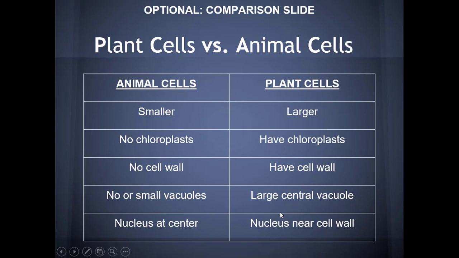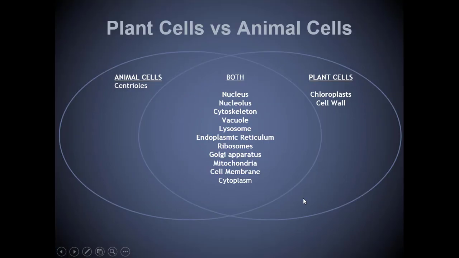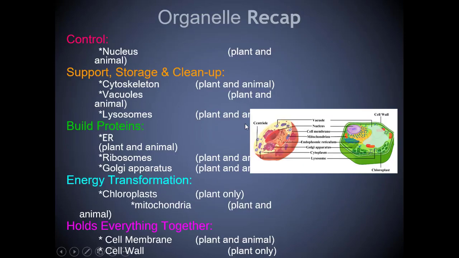Okay, so this is a diagram just used to differentiate and then obtain the similarities between animal cells and plant cells. So you can see that they have a lot in common, just a few organelles differentiate them, or parts of the cell that differentiate them. So this is a recap of all that we have said.